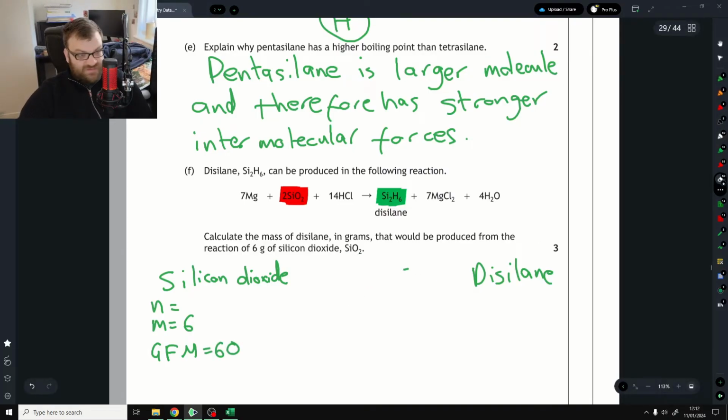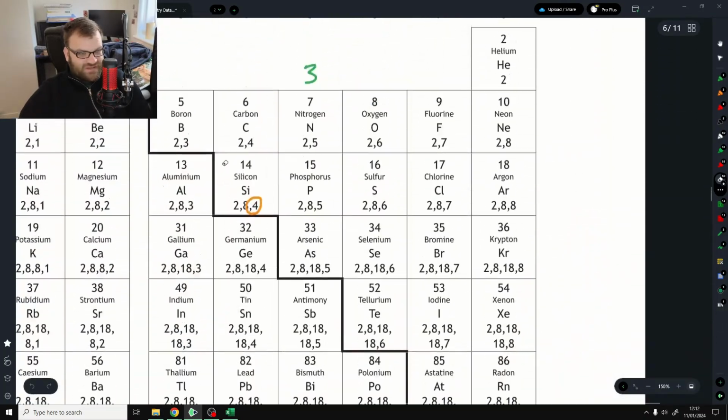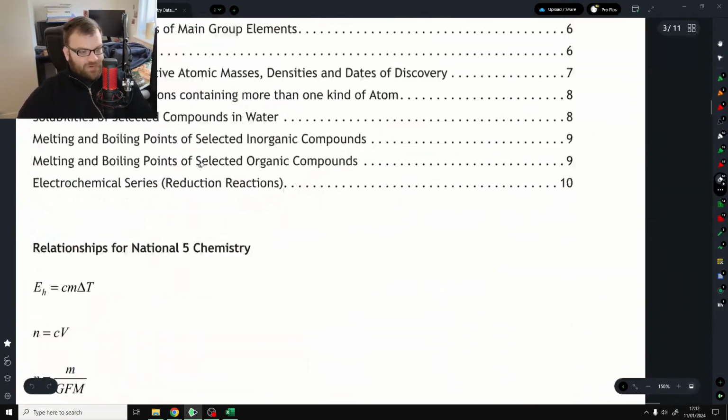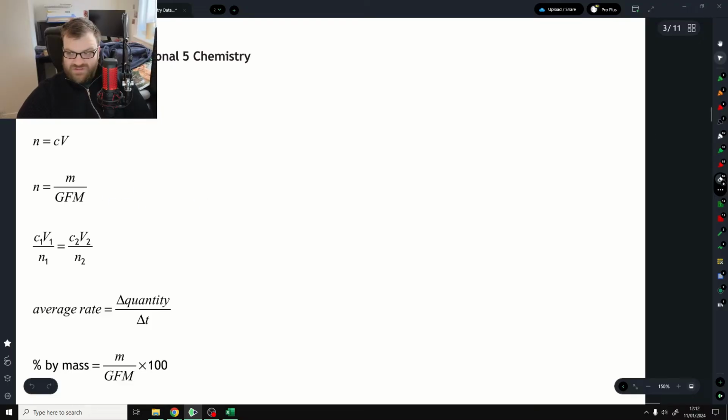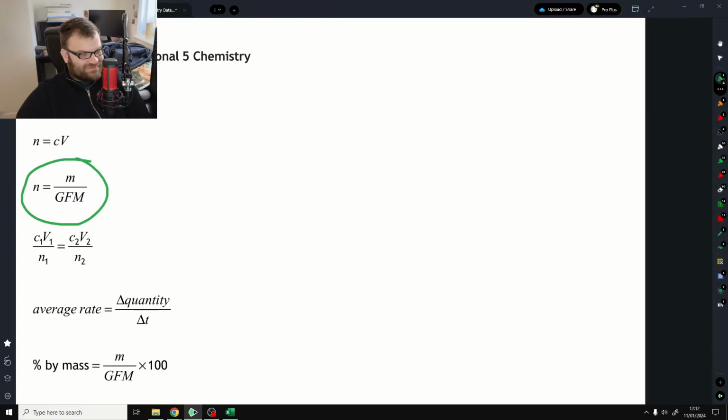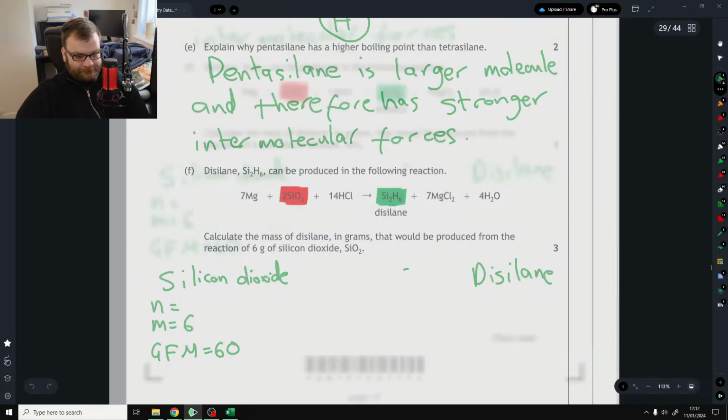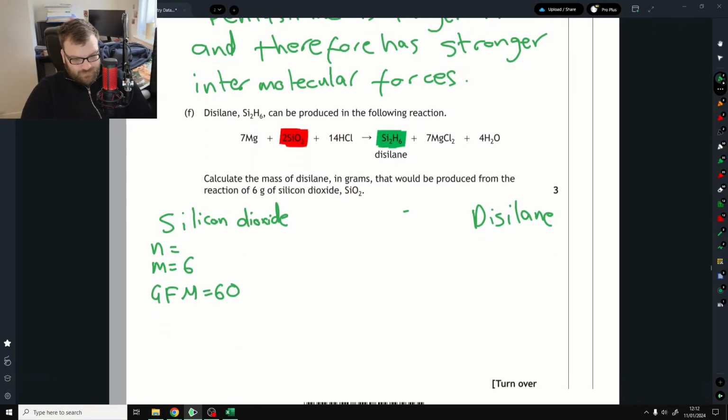Going to free up some space. Up at the top of the page, it tells us the number of moles equals the mass divided by the GFM. N will equal 6 divided by 60, which is 0.1 moles.